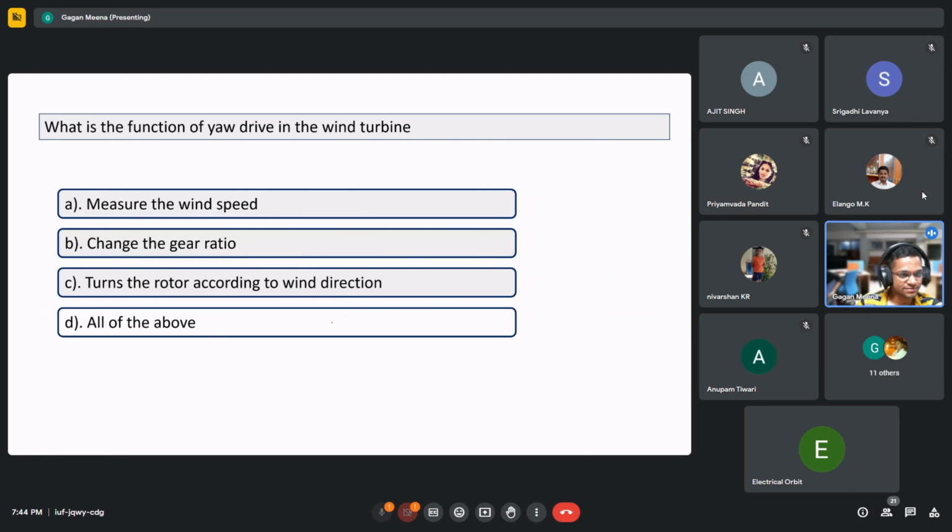Yeah, this is done. So next question is, what is the function of yaw drive? This also we have discussed. Which one is the option? C. Yeah, C is correct. It turns the rotor according to the wind direction.